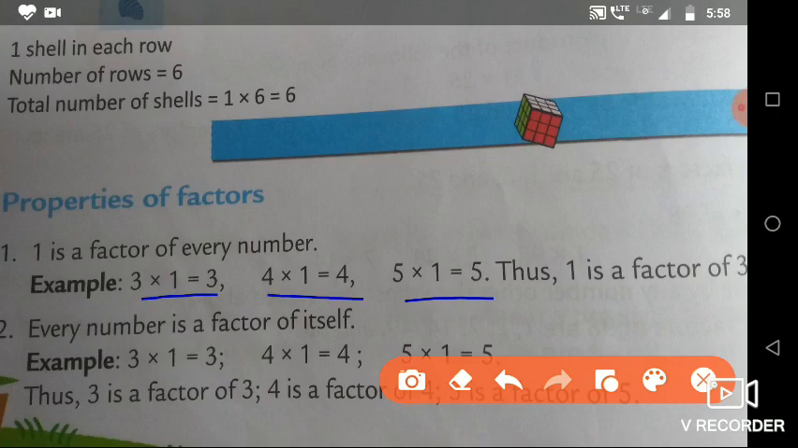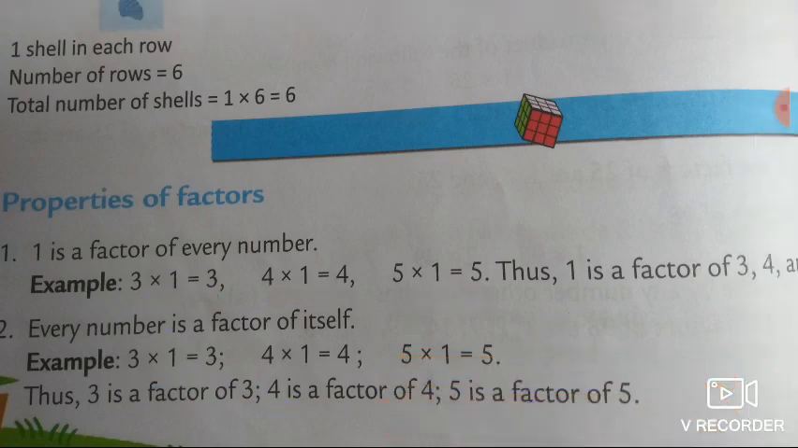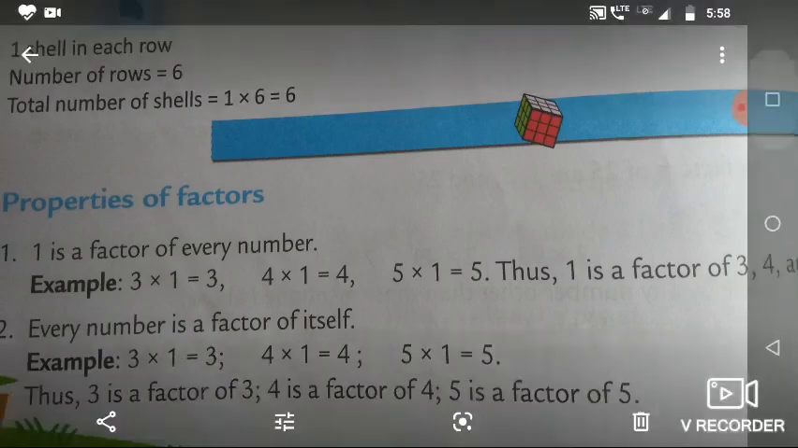Next, every number is a factor of itself. Yes, it is correct. For example, 3 ones are 3, 4 ones are 4, 5 ones are 5. Thus, 3 is a factor of 3, 4 is a factor of 4, and 5 is a factor of 5.